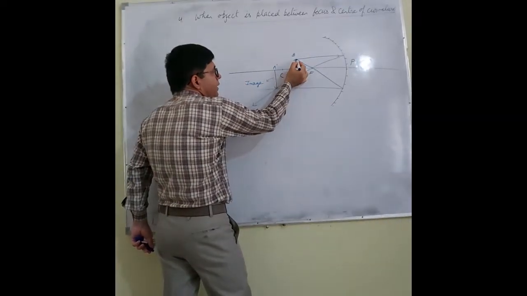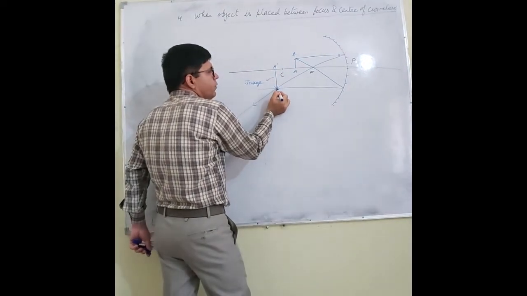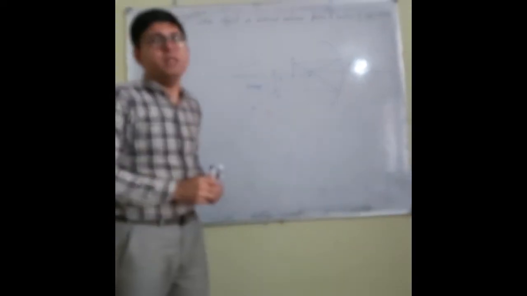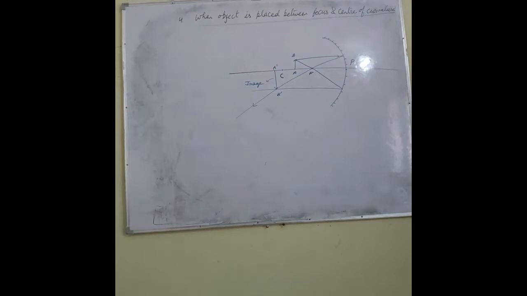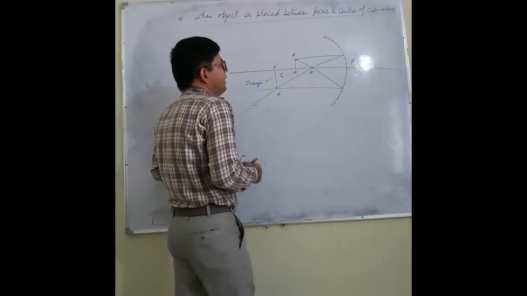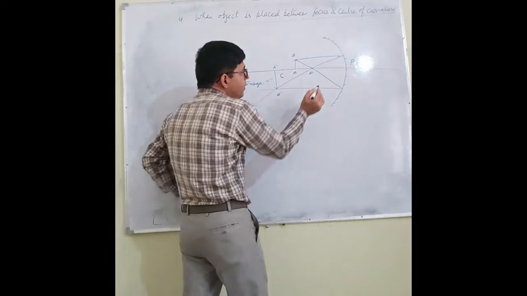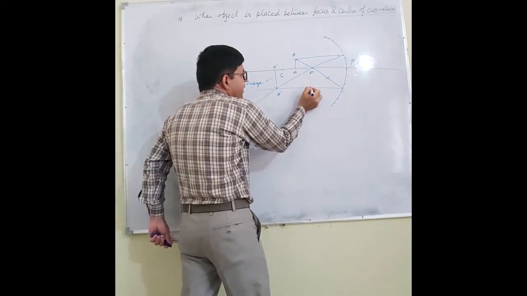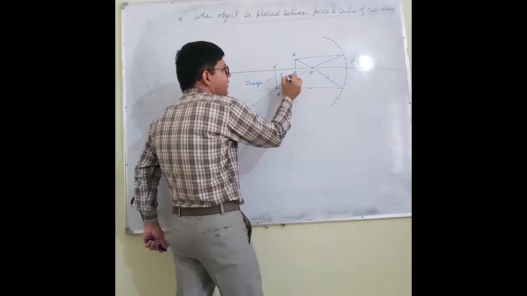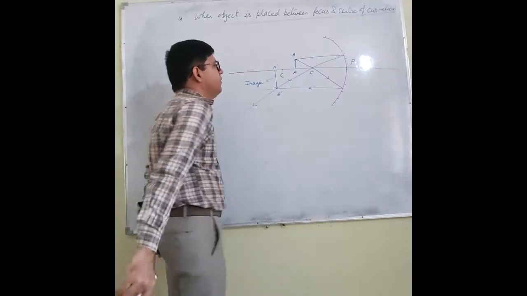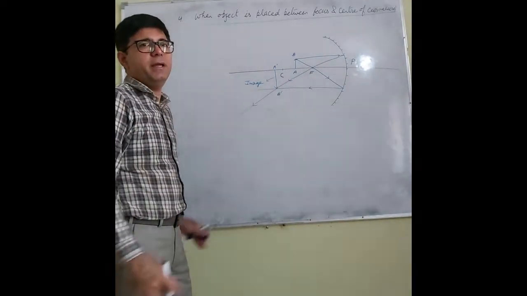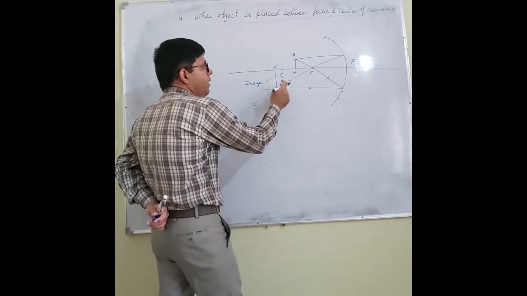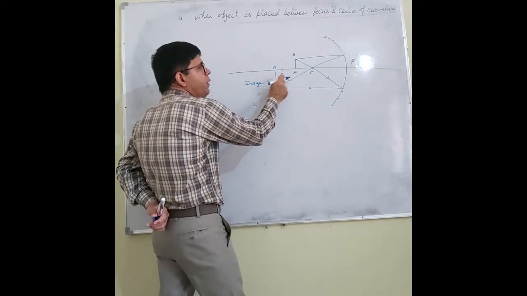Now if you look here, this arrow is on the top, here the arrow is on the bottom. So what type of image is formed? An inverted image is formed. And here the rays of light are meeting in actual practice. After reflection, these rays are meeting in actual practice. So I will say that this image formed is real. And where is the image formed? It is formed beyond C.